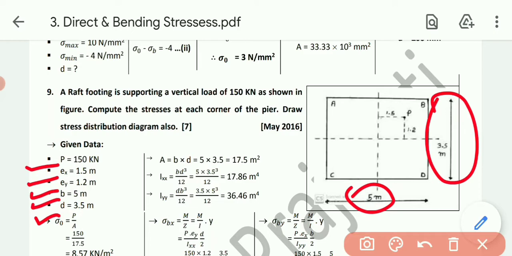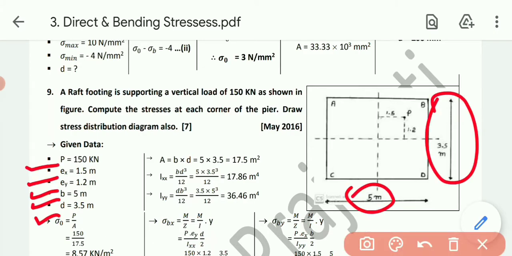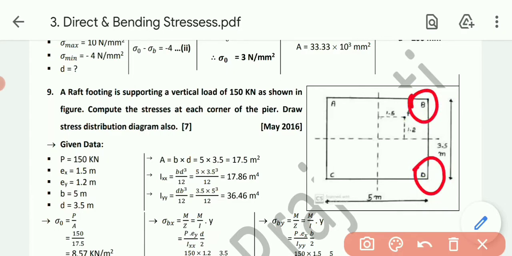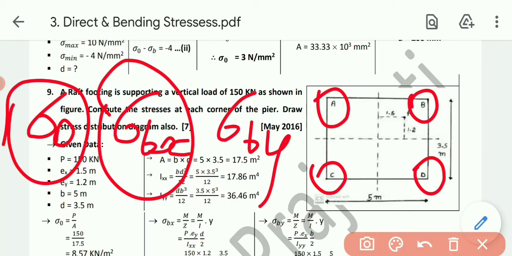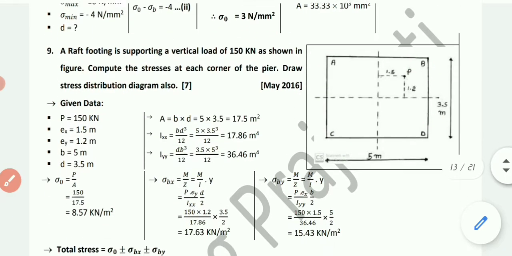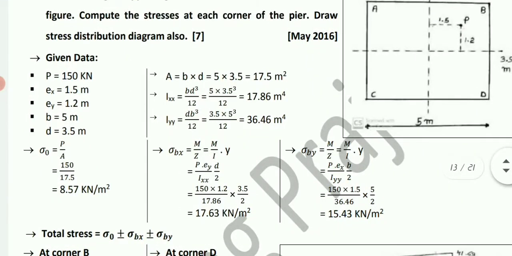So as we were doing, now in this kind of example the sums are quite different. We need to calculate stress at each corner, say at B, at D, at C, at A. For that, three stresses will be there: sigma 0, sigma bx, and sigma by. These stresses need to be calculated. So let's understand their formulas first, so that we get the idea of which unknowns we need to calculate.